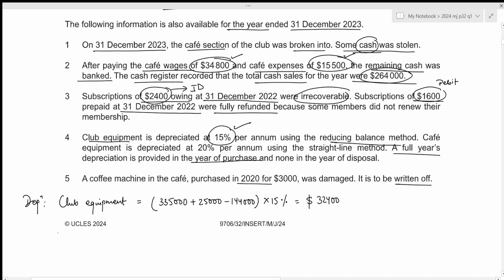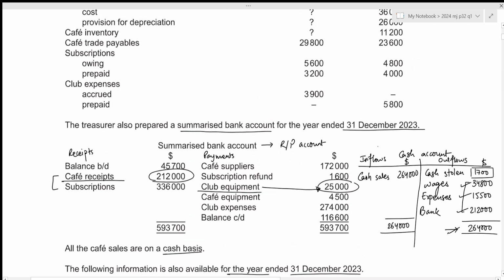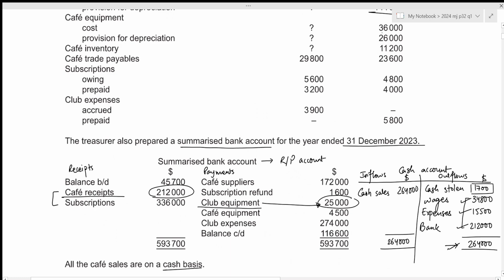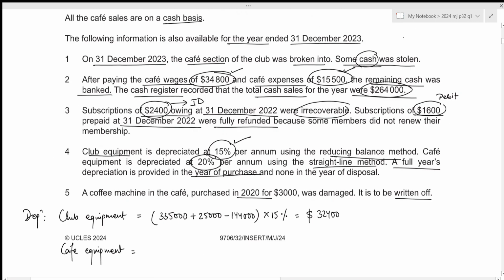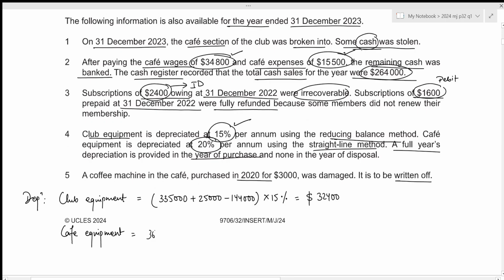We then repeat the same process for cafe equipment. And for the cafe equipment, it is to be depreciated at 20% per annum using the straight line method. On the straight line method, we just multiply the cost of the non-current asset to the rate given. And in this case, the initial cost for cafe equipment is 36,000. We can just ignore the accumulated depreciation for now. So that will be 36,000.